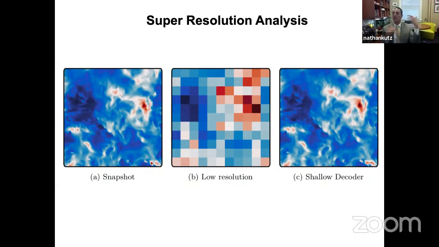I train this shallow decoder, and then I ask the question, give me a new low resolution picture, and tell me what it looks like at high res. And that's exactly what it does. So in other words, the shallow decoder, after training, takes that low resolution image and produces the thing on the right.